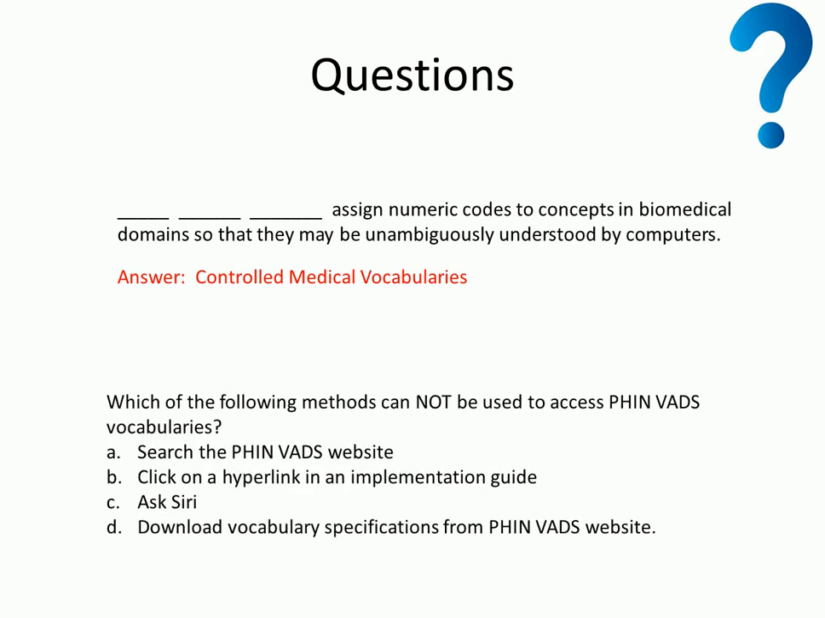Which of the following methods cannot be used to access PHIN-VADS vocabularies? A. Search the PHIN-VADS website. B. Click on a hyperlink in an implementation guide. C. Ask Siri. Or D. Download vocabulary specifications from the PHIN-VADS website. The answer is C. Ask Siri is not a method that can be used at this time. I tried and it doesn't work. Maybe someday.